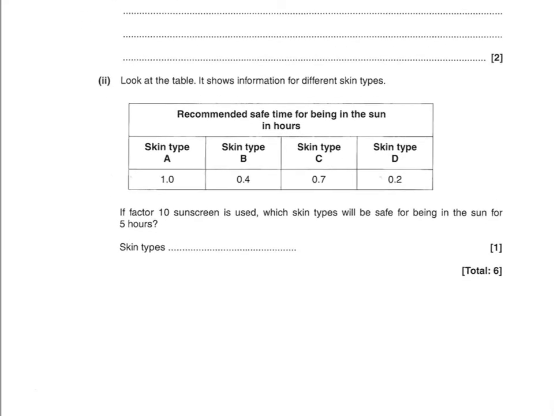Look at the table, it shows information for different skin types. If factor 10 sunscreen is used, which skin types will be safe for being in the sun for 5 hours? So that is skin types A and C. So you need both of those to get that mark.